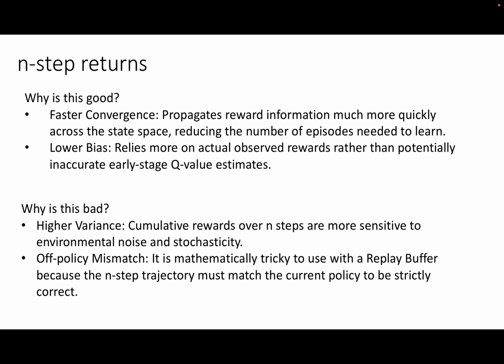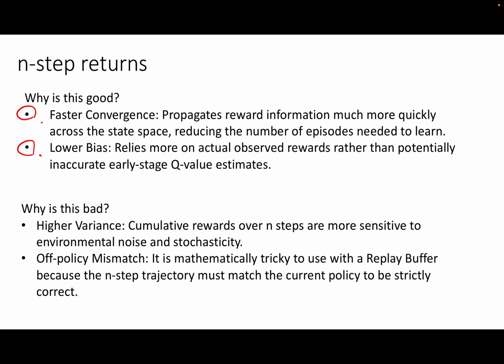So why is it good? Faster convergence. It propagates reward information much more quickly across the state space, reducing the number of episodes needed to learn. And lower bias: it relies more on actual observed reward rather than potentially inaccurate early-stage Q value estimates. So this one is straightforward, right? But how about this one?